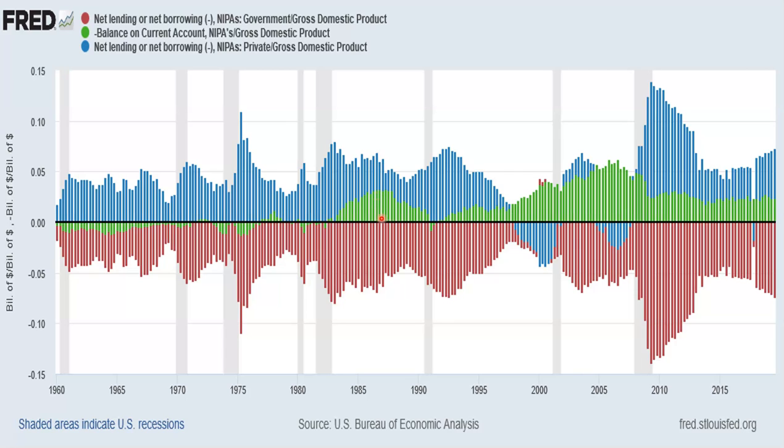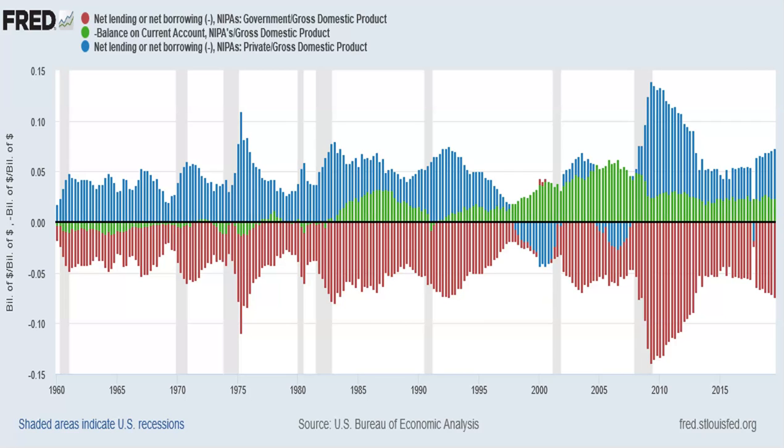So for instance, if you go here to, let's say, around 1987, you can see that the foreign sector was running a surplus, what we would normally call a trade deficit, of about 3% of GDP, and the private sector was running a surplus of about another 2% of GDP. So those two sectors combined were running surpluses of about 5% of GDP. Go to that same time period and look below the zero line, and what you're going to see is that the public sector, the federal government, is running a deficit of, again, the same amount, about 5% of GDP.